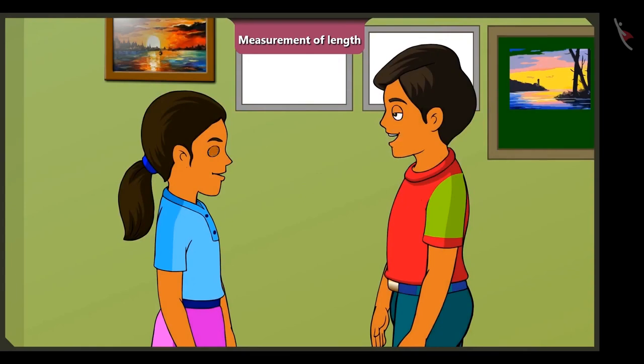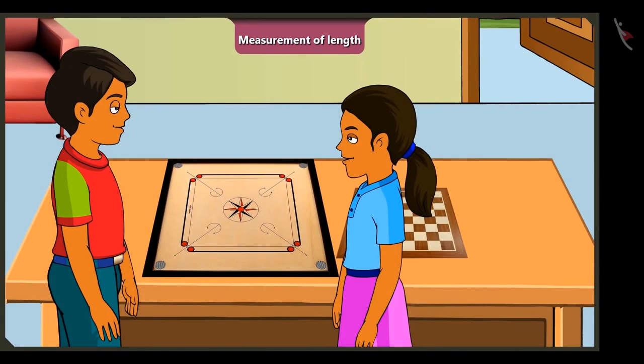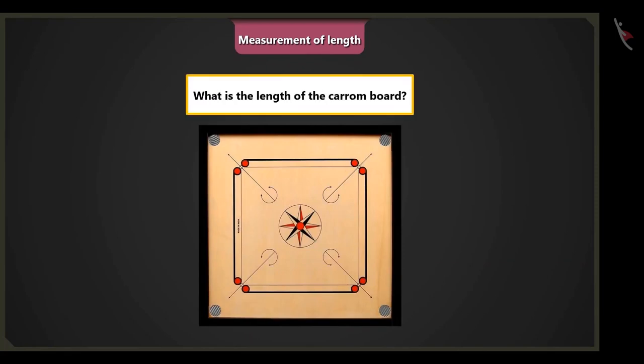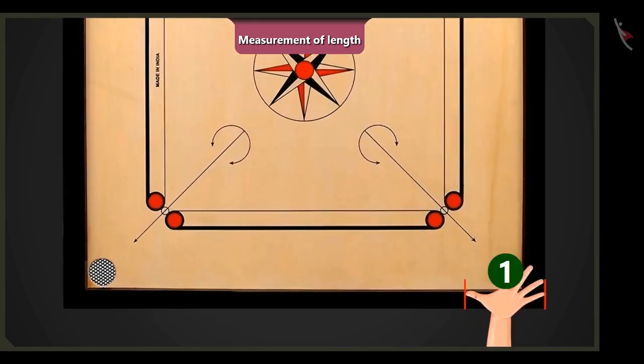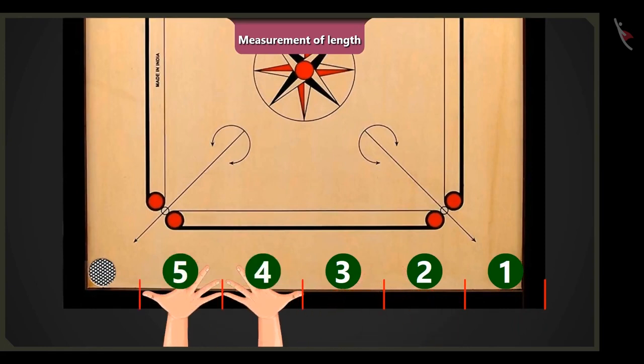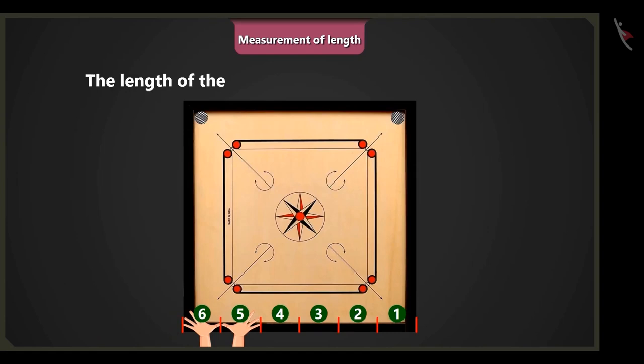Absolutely correct. Come on, I will give you a few more objects to measure the lengths of. Okay, Chintu. Mintu, how will you measure the length of this carom board? I can easily measure the length of this carom board with my hands, right Chintu? Okay then, tell me, what is the length of this carom board? 1, 2, 3, 4, 5 and 6. The length of this carom board is equal to 6 hand spans of my palm.